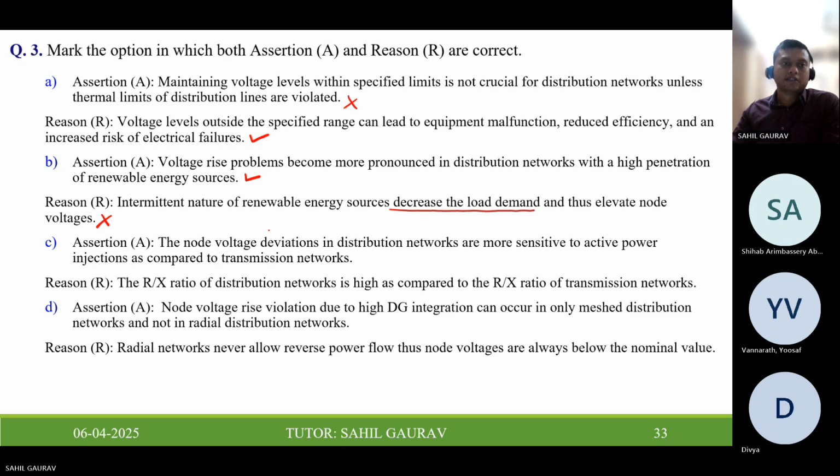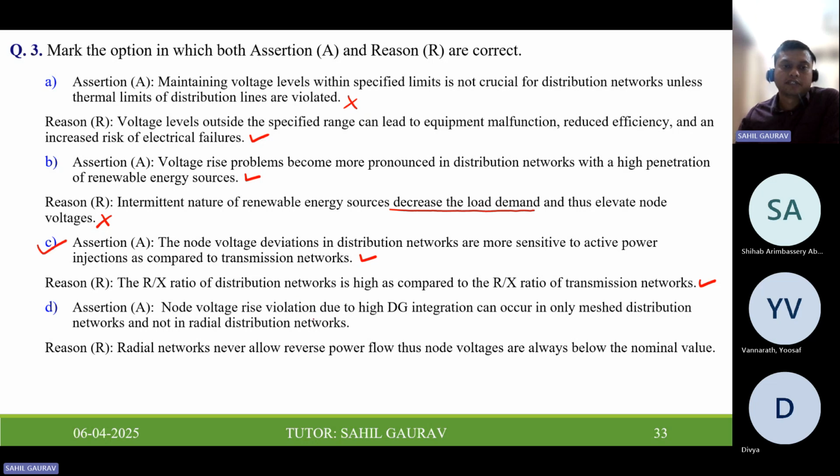And then the C option: the node voltage deviations in distribution networks are more sensitive to active power injection as compared to transmission networks. Yes, it is correct. The R/X ratio of distribution network is high as compared to the R/X ratio of transmission network. Yes, the reason is correct. Both are correct. So C option is correct.